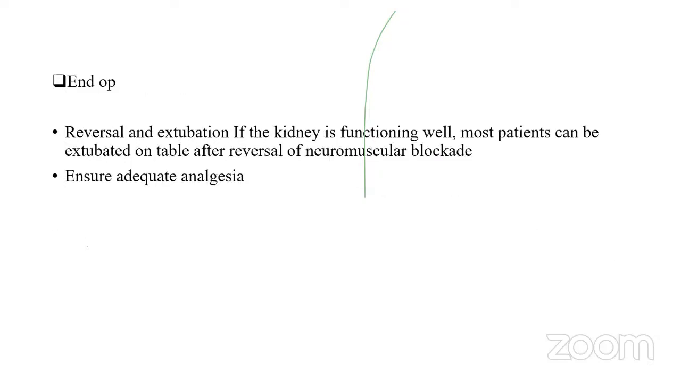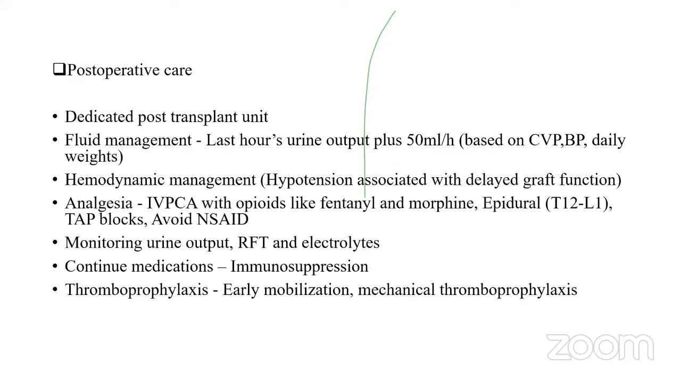End of operation, reversal and extubation. If the kidney is functioning well, most patients can be extubated on table after reversal of neuromuscular blockade and ensuring adequate anesthesia. Post-operative care: dedicated post-transplant unit and fluid management. Last hour urine output plus 50 ml per hour, based on CVP, BP, daily weight, and hemodynamic management. Hypertension is associated with delayed graft function, so we should correct hypertension immediately.